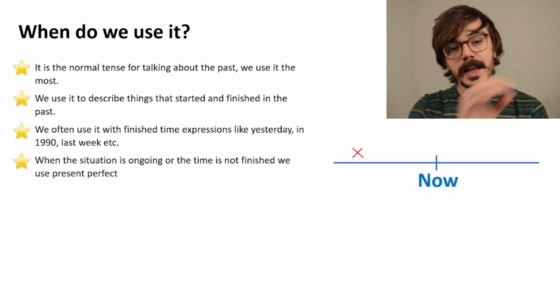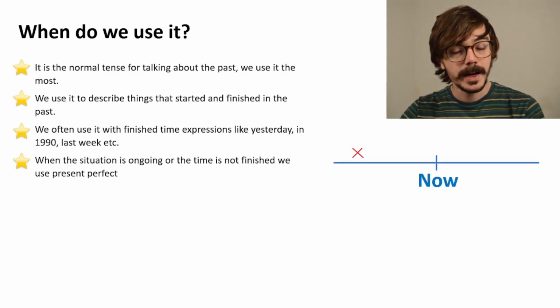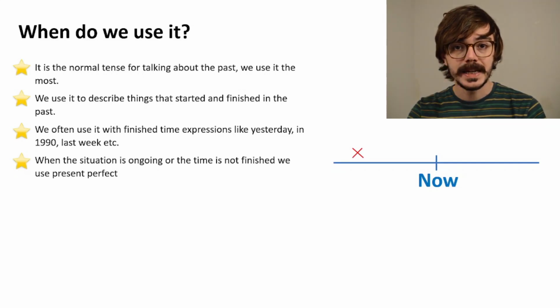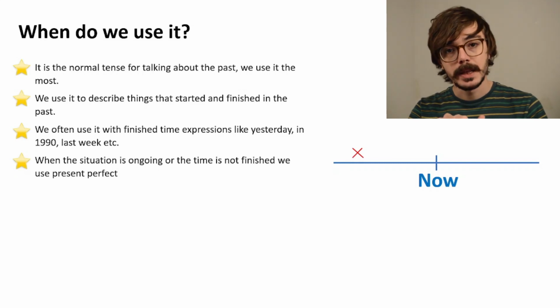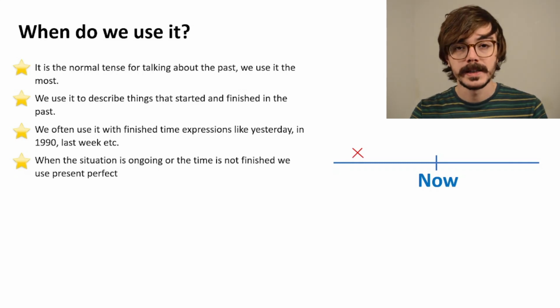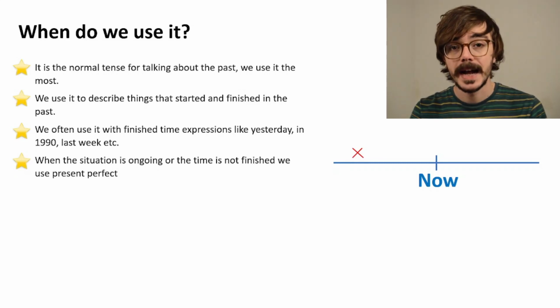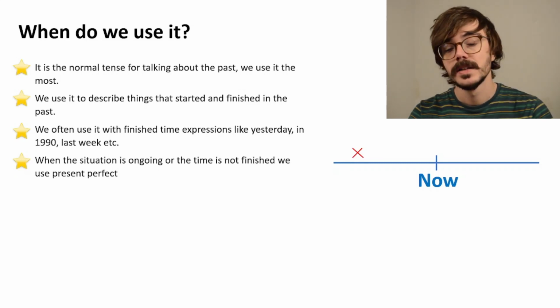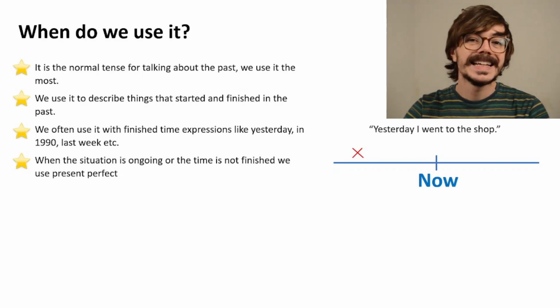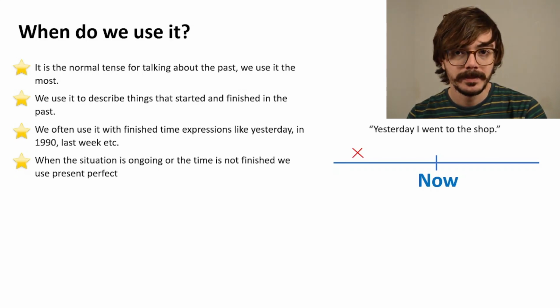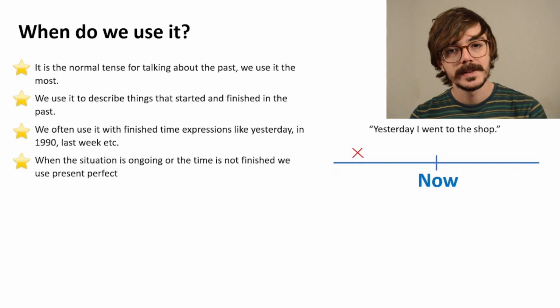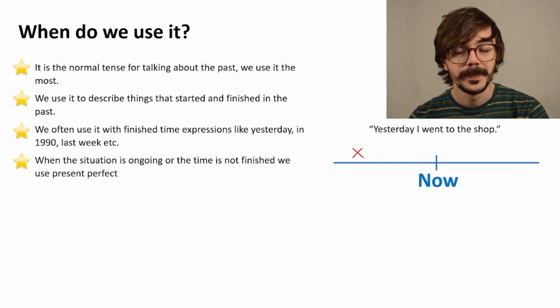Here's a timeline. That long blue line is time, and then in the middle you can see now. So anything before that is in the past. And you can see one red cross for something that happened in the past. So this could be, yesterday I went to the shop. This is in the past, so we use the past simple.